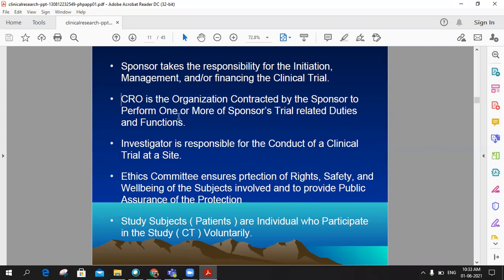And then CRO, yesterday we talked about CRO. CRO is contract research organizations, which are contracted by the sponsors to perform one or more of the sponsor's related duties. If a sponsor is not capable of conducting the clinical trials, maybe he does not have a team, like GSK. GSK does not have much bigger teams of medical writing, data management. They may have one or two people, one in data management, one in clinical operations, and one in medical writing. So they can hire a CRO for conducting or managing their trials for them, and then obviously with money, right?